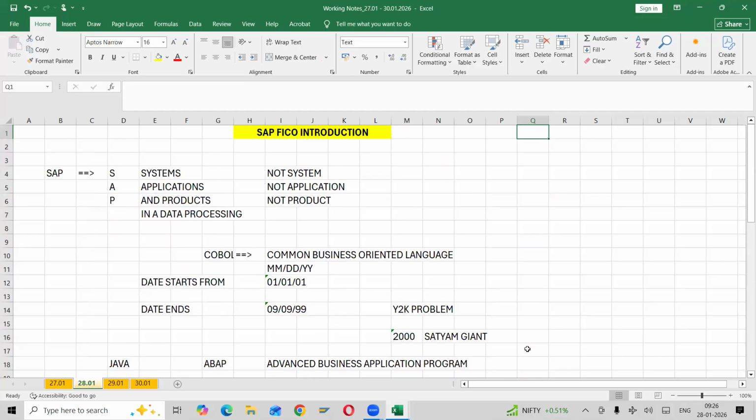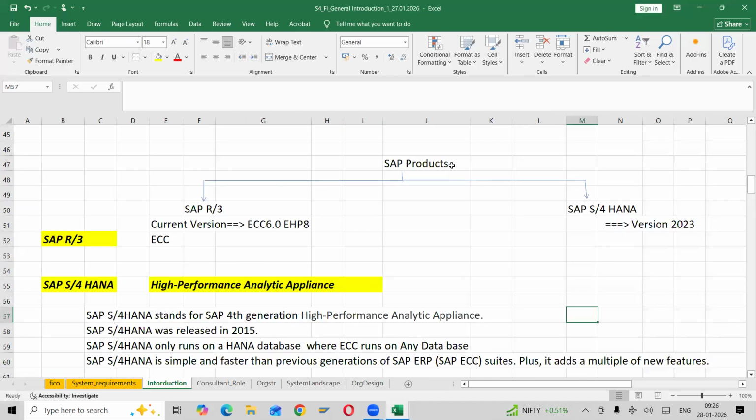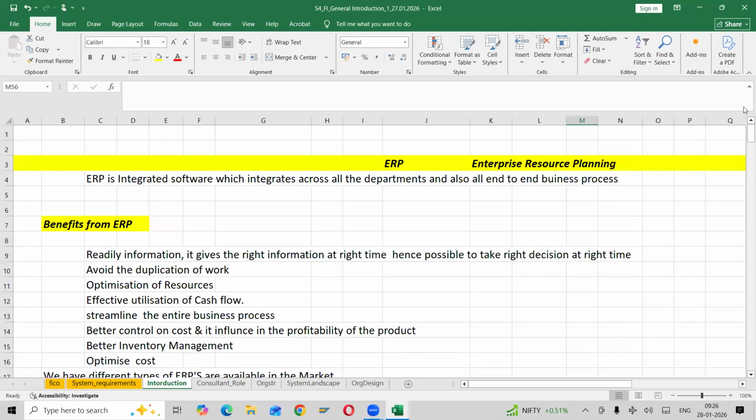And overall, what is SAP? Systems, applications, and products in data processing. Clear? And SAP is one of the leading ERPs. What do you mean by ERP? Let's go through it once. What is an ERP? Majority know, but still I will give a glance. It is nothing but enterprise resource planning.